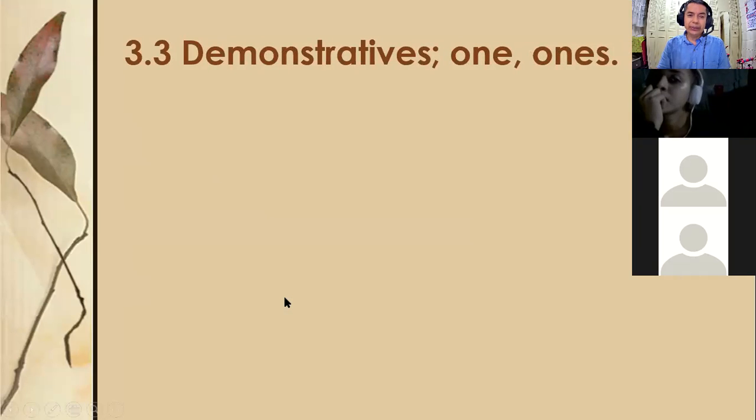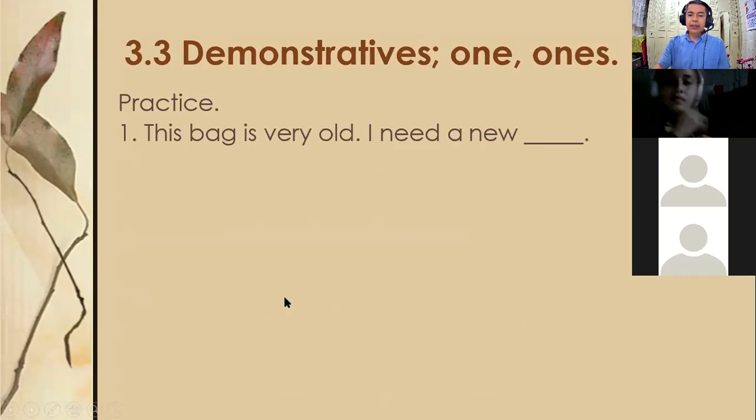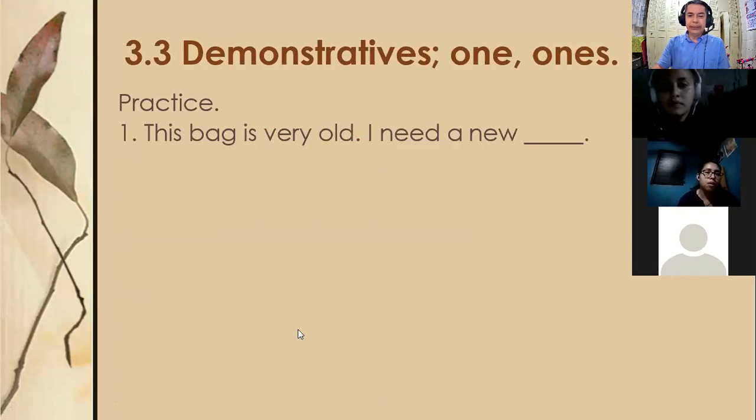Vamos a hacer un pequeño ejercicio. Practice, right? Okay, let me see. We're going to start with Karen, please. You're going to tell me one or ones. Remember, one is for singular and ones for plural. This bag is very old. Esta cartera está viejita, ¿verdad? Por cierto, no sé por qué las mujeres siempre dicen lo mismo, que la cartera la acaban de comprar, pero ella siempre está viejita. Okay. This bag is very old. I need a new, Karen? One or ones? One. Okay, very good.